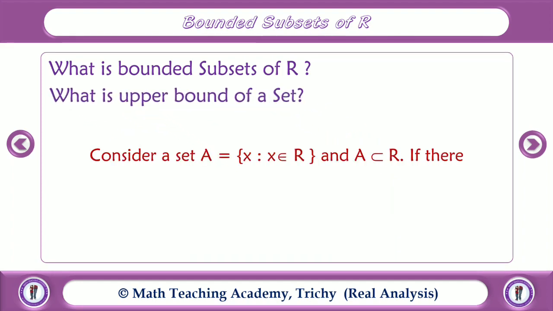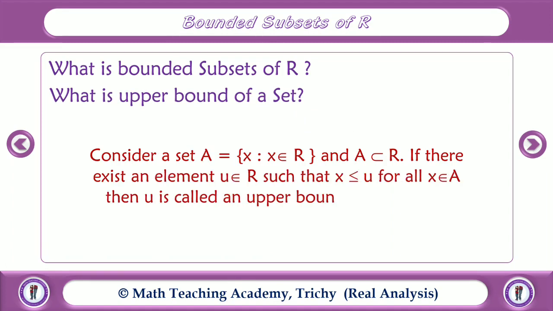Consider a set A equal to the set of all x such that x belongs to R, and A is contained in R. If there exists an element U belongs to R such that x is less than or equal to U for all x belongs to A, then U is called an upper bound for the set A. Here we have considered the set A to be the set of all x such that x belongs to R. If it is possible to find any real number greater than all the elements in A, then that real number is called an upper bound of the set A.